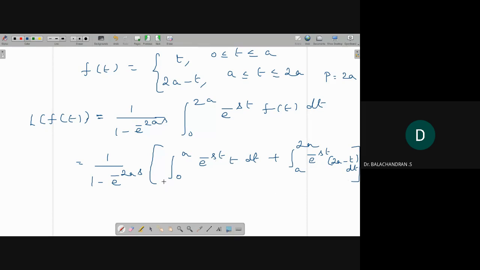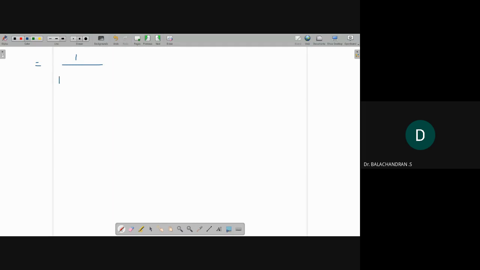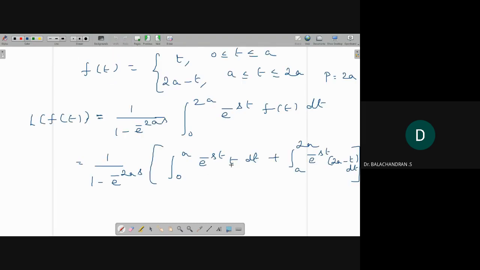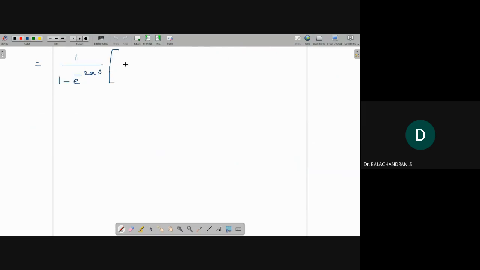So now integration. Please write this step. Can anyone tell the integral of the first one? I will start from here. I don't want to write here because I need to find the limits, so I'll write on the next page. So 1 by 1 minus e power minus 2as times the integral. What is t into e power minus st? It is t into e power minus st by minus s, minus 1 into e power minus st by s square, with the limit from 0 to a.